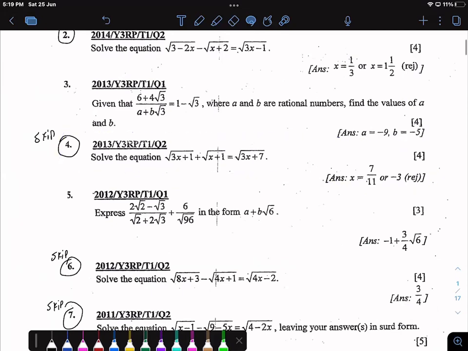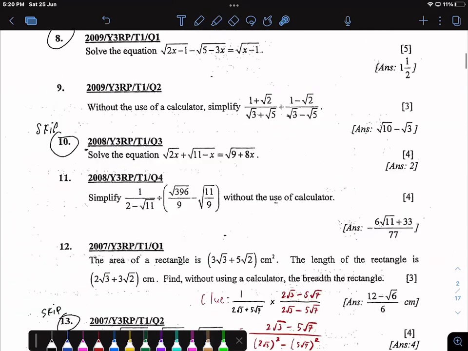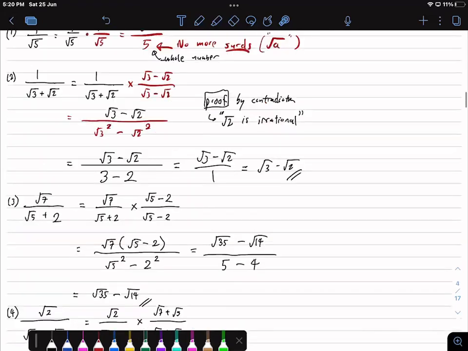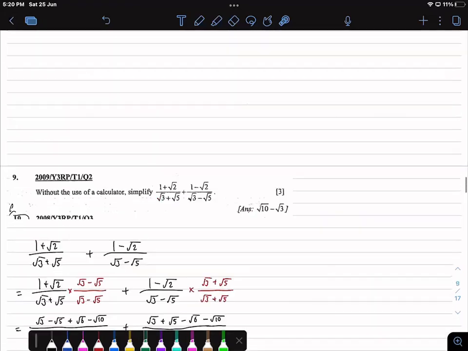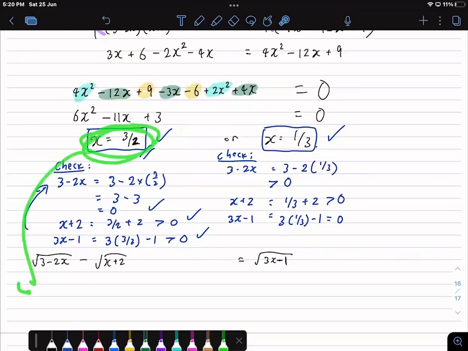Why did they reject one answer? 1/2. Sorry, I realized this one, 1/2, you have to reject. Apologies. Not done yet. This one I have to reject. Sorry, I see the mistake. You have to reject this. Do you know why?